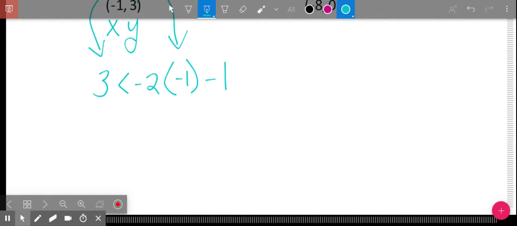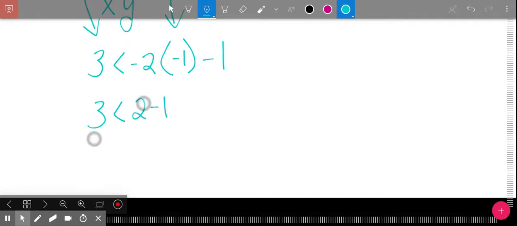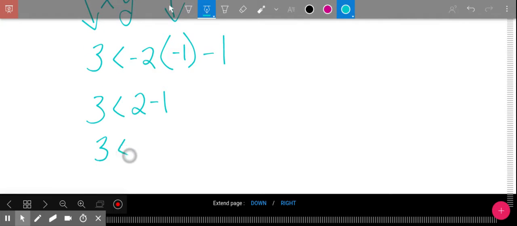And now I'm just going to simplify to see if it gives me a solution. So I'll have 3 is less than negative 2 times negative 1 gives me 2 minus 1. I'm going to keep simplifying, and I'll get 3 is less than 2 minus 1 gives me 1. Well, is 3 less than 1? No, that is false. So this is not a solution.